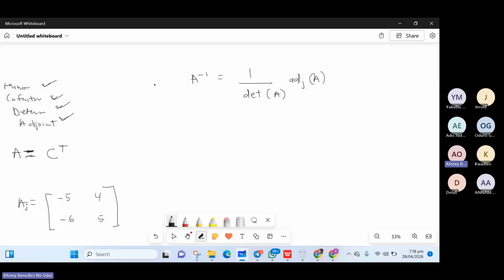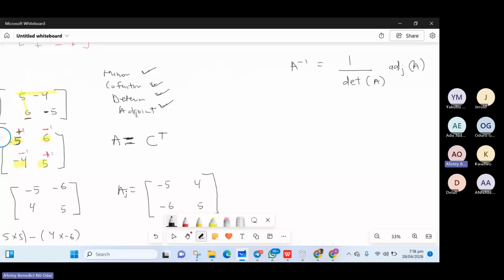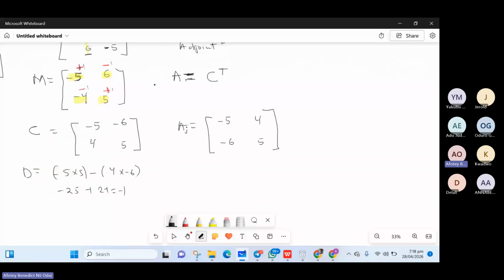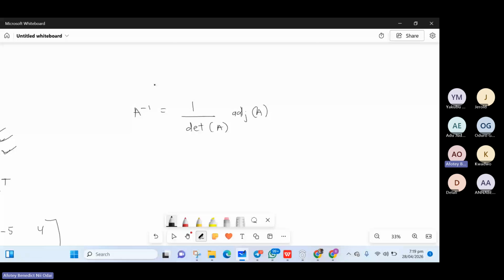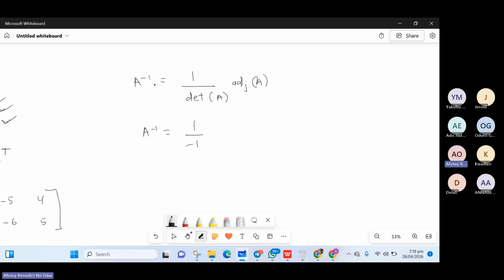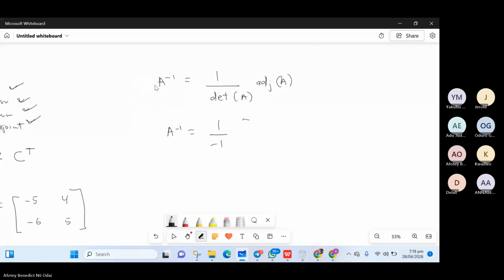So the inverse of a matrix is 1 on the determinant times your matrix of adjoint. In this case, we've been able to find the matrix of adjoint and also our determinant. Our determinant was what? Negative 1. So to find the inverse, we get A inverse is equal to 1 on the determinant. The determinant, we got negative 1 for it. And the adjoint is negative 5, 4, negative 6, 5.